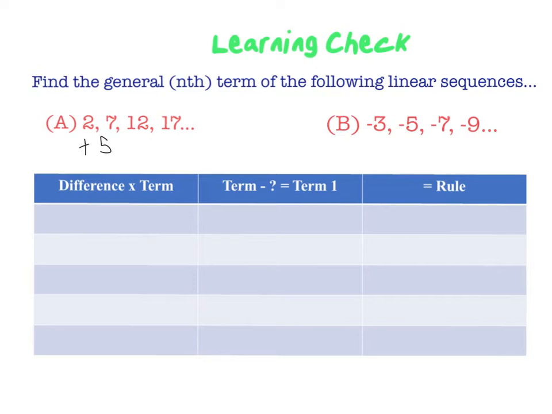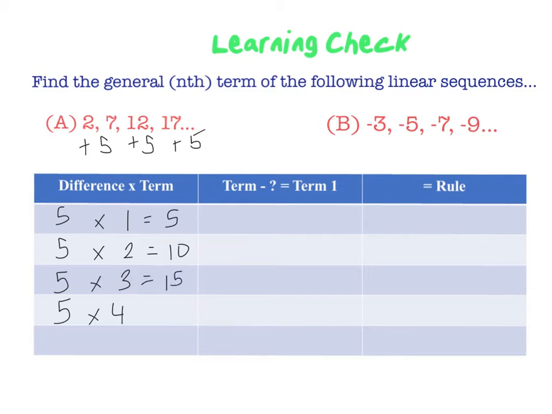And the difference between 7 and 12 is again add 5, and 12 and 17 is add 5. Okay, so our difference for each one is 5. So it's 5 and 5 the whole way down. And we've 4 terms. Multiplied by term 1, term 2, term 3, term 4. So that's going to give me 5, 10, 15, and 20.